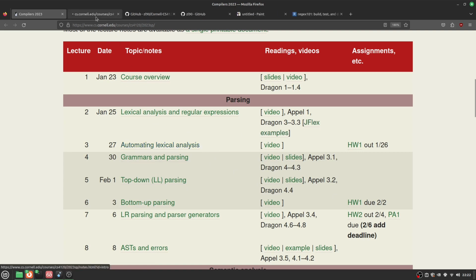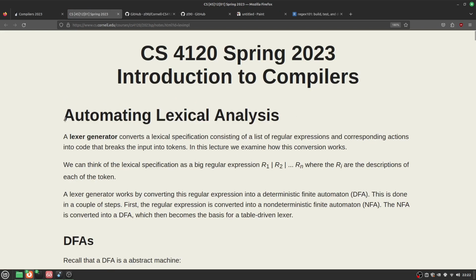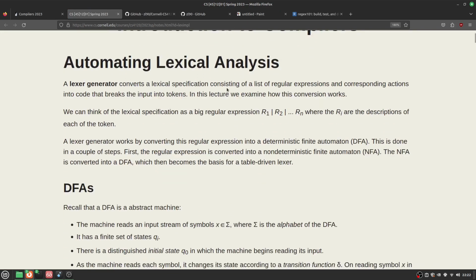Let's do this. Automating lexical analysis. Hell yeah. A lexer generator converts a lexical specification consisting of a list of regular expressions and corresponding actions into code that breaks the input into tokens. Yep. In this lecture we examine how this conversion works. We can think of a lexical specification as a big regular expression: the language of R is the union of the language of R1 and the language of R2, all the way up to the language of Rn, where each R is the description of each token.